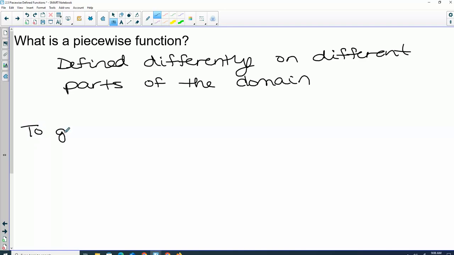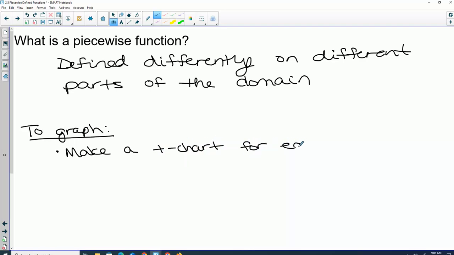To graph, we are going to make a T-chart for each piece. And when we do that, we need to always plug in the endpoints.